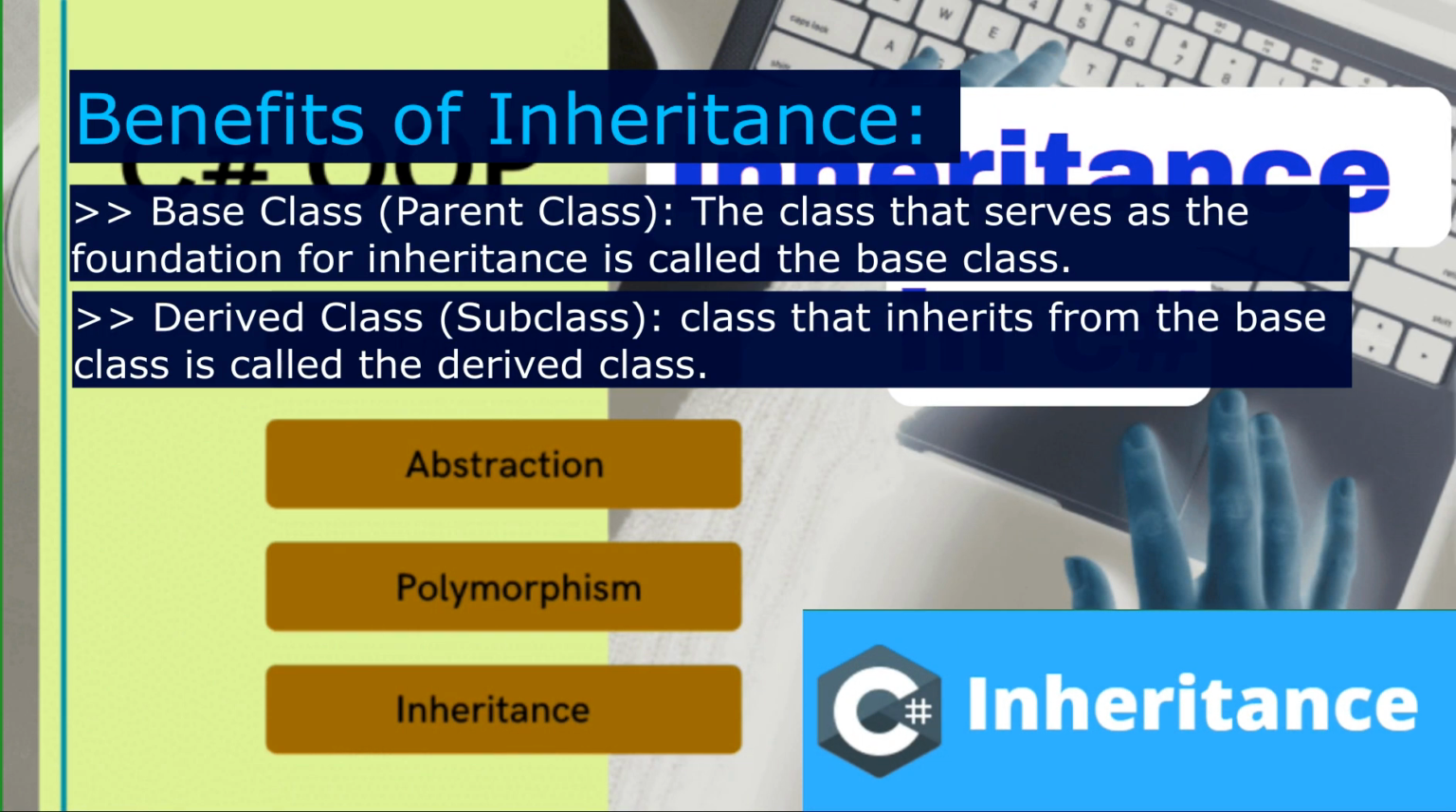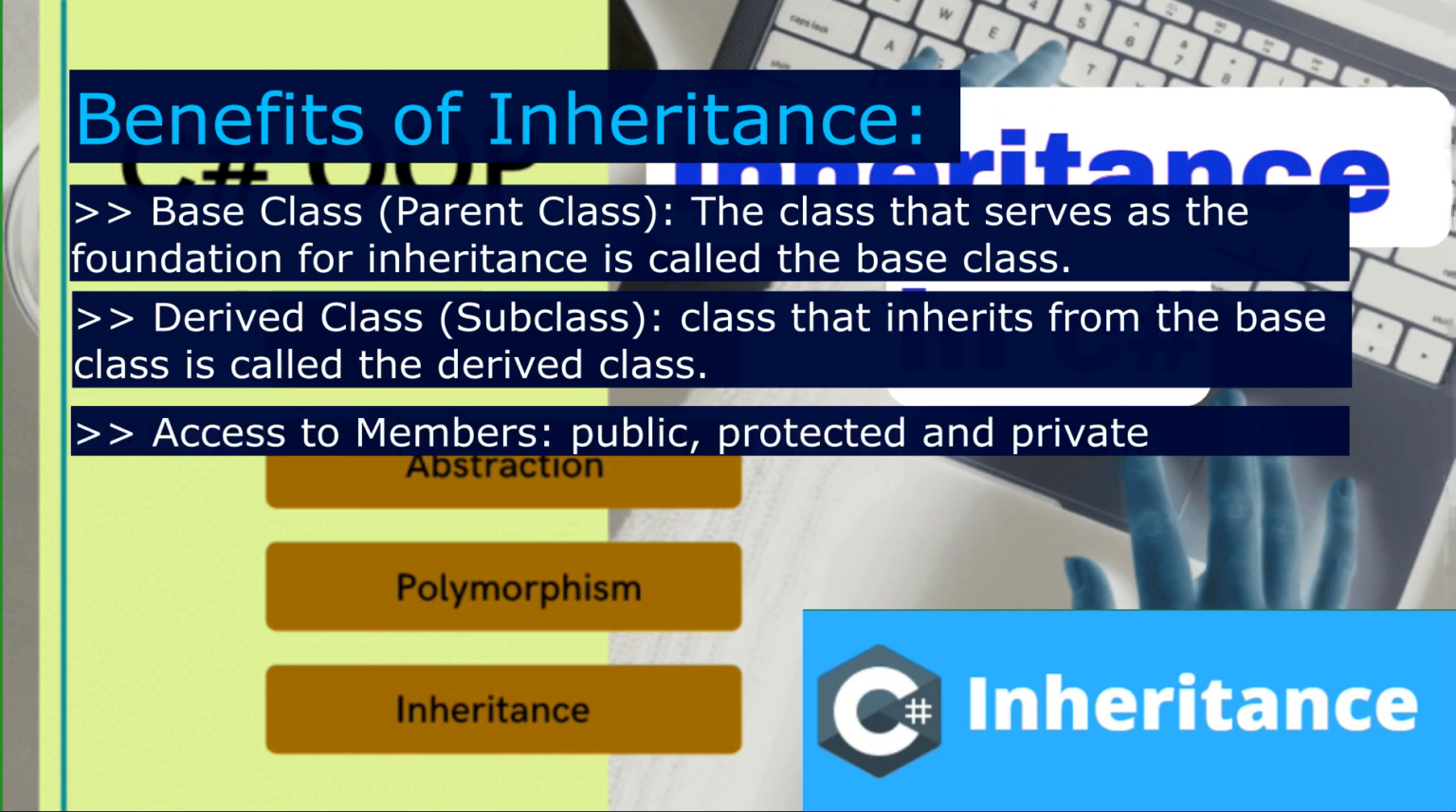Next, access members. Public and protected members of the base class are accessible in the derived class. Private members of the base class are not accessible in the derived class. So among the access specifiers public, private, and protected, only protected and public members can be accessed in the derived class. We cannot access the private members of the base class in the derived class. The protected keyword allows a member to be accessible within its own class and any derived classes.